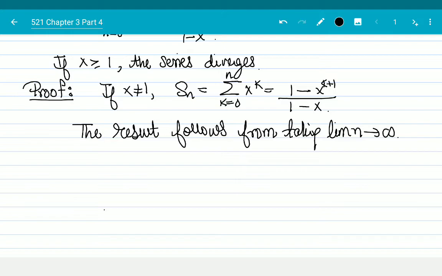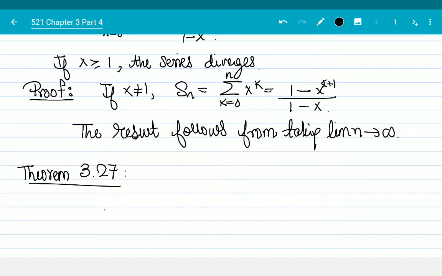Okay. Now, to prove that the harmonic series is divergent, we are going to prove another interesting result first. Which is theorem 3.27.